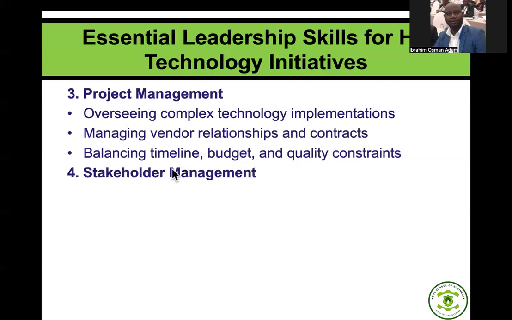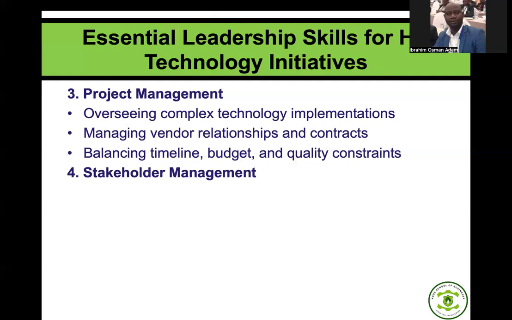Now the fourth competency I want us to look at is stakeholder management. You see, when you are implementing a new technology as a leader, you have to understand that you need to build a coalition. And building a coalition means that you have to understand that there are several different stakeholders, and you need to ensure that all the stakeholders are what? They are on board.